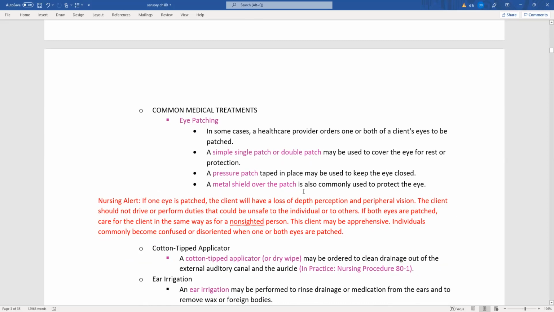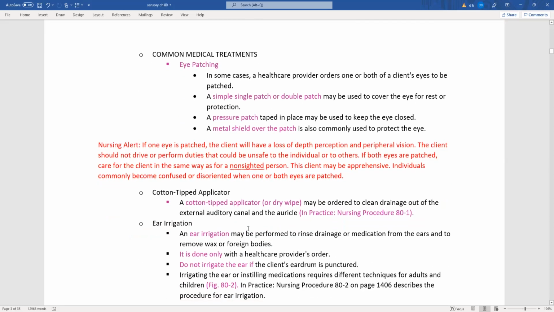Nursing alert: if one eye is patched, the client will have impaired depth perception and peripheral vision. The client should not be driving a car or performing duties that could be deemed unsafe to the individual or others, so that includes operating heavy machinery. If both eyes are patched, this client is going to be apprehensive and have some confusion and disorientation.